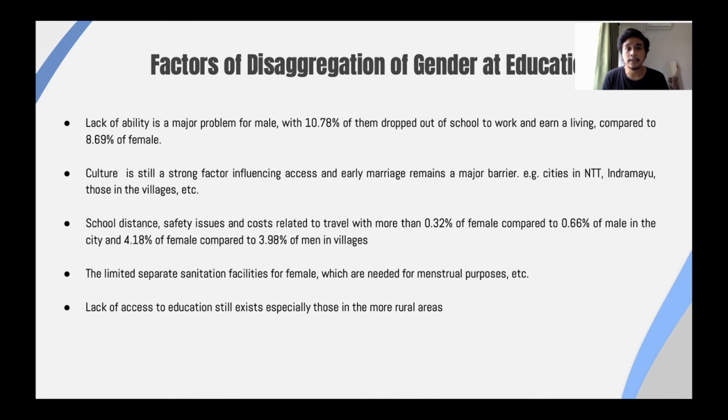And next is that for those especially in madrasah, separate sanitation rooms are very important, where there are still limited lavatories available for the female students, which are used for menstrual purposes and others. And also the lack of access to education, the lack of knowing that education is very important, still mainly exists in Indonesia, especially in the villages.